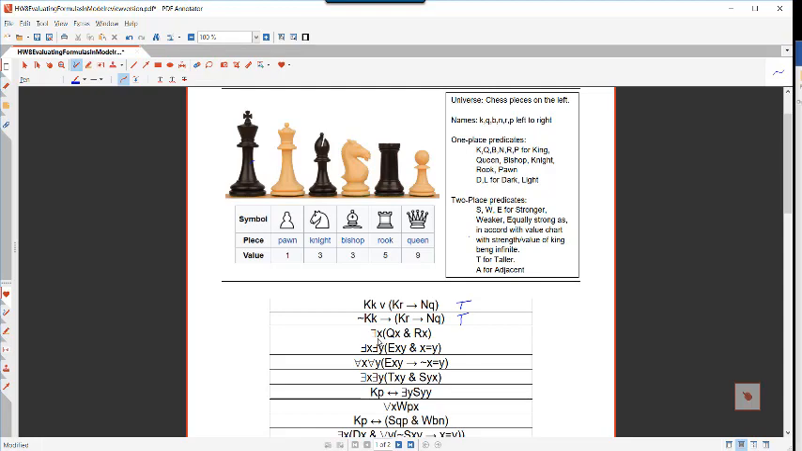Okay, so now let's move into some quantified formulas. The third one says there exists an x such that x is a queen and x is a rook. Okay, make sure you can read that. There exists an x such that x is a queen and x is a rook.